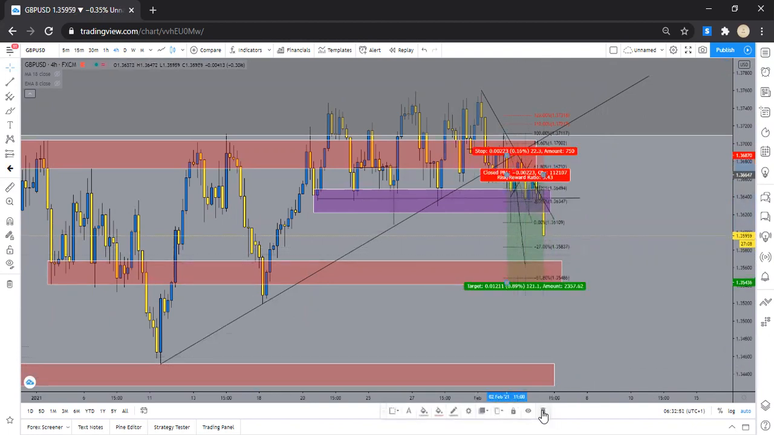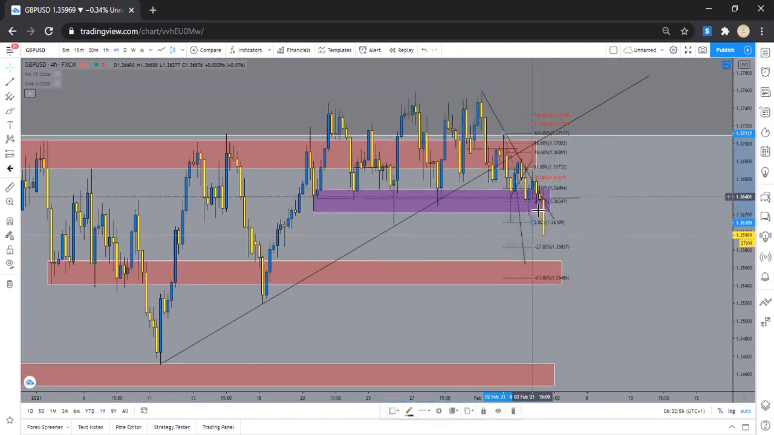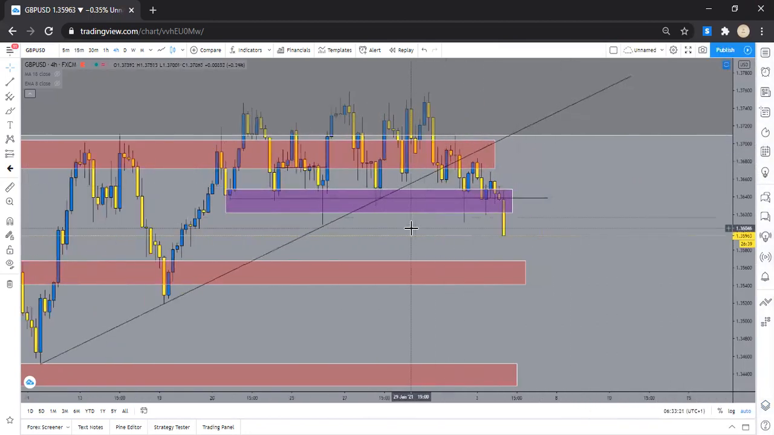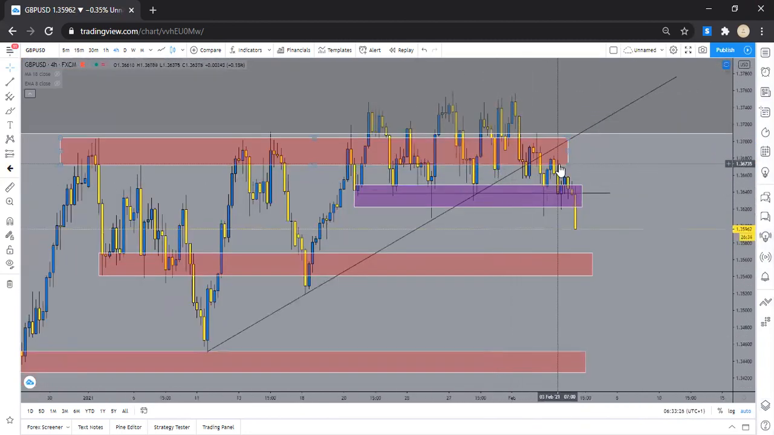I'll go ahead and delete some of these so we can have a clear chart. Okay, so coming into this week, this week started from this candle. In fact, let me look at it. Yeah, on the 1st of February, that's when the week started. So the week started with this candle here.